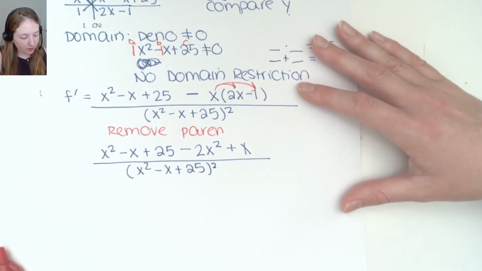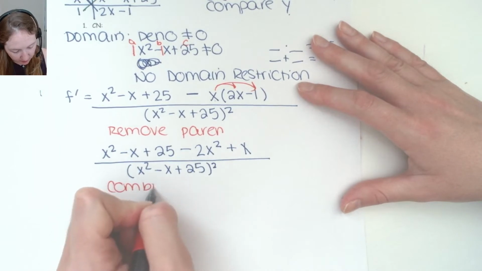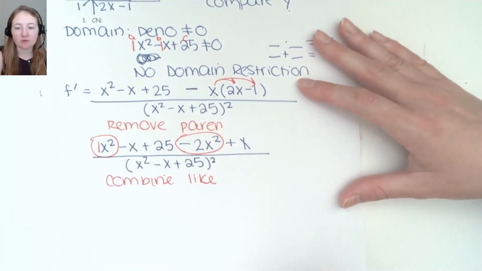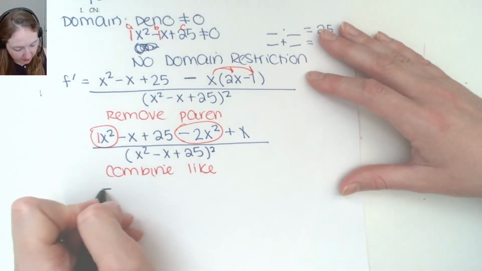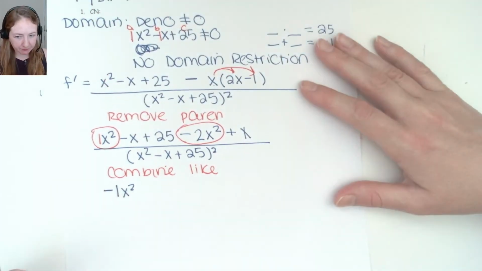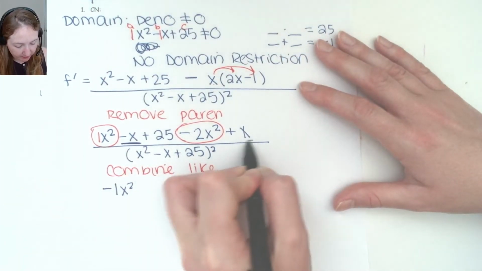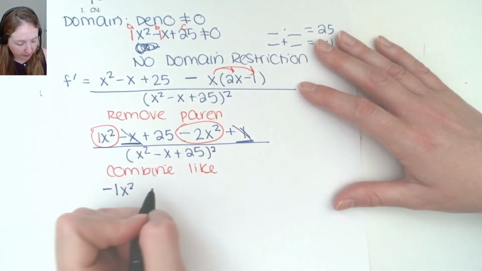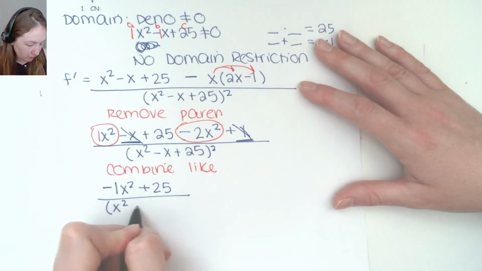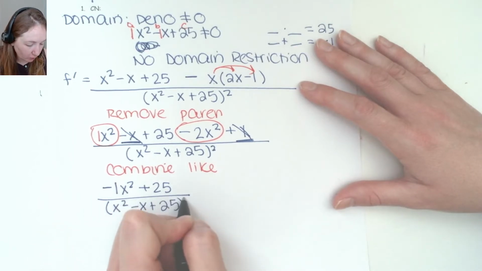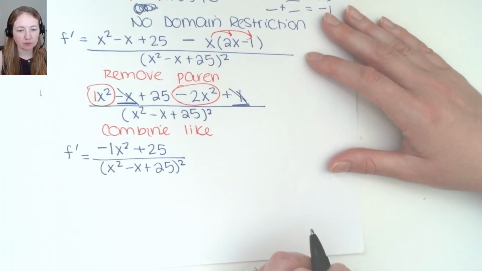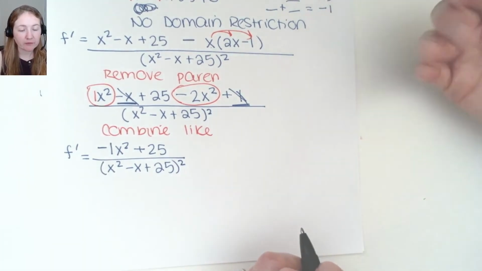All right, so then we are going to combine our like terms. So we have a 1x squared and a negative 2x squared. That's going to give us a negative 1x squared when we take 1 minus 2. And then we have a negative x and a positive x. Those will simply cross out, and then the plus 25. And then that's over x squared minus x plus 25 quantity squared. That is our first derivative.